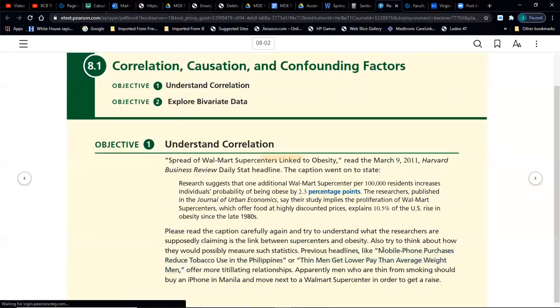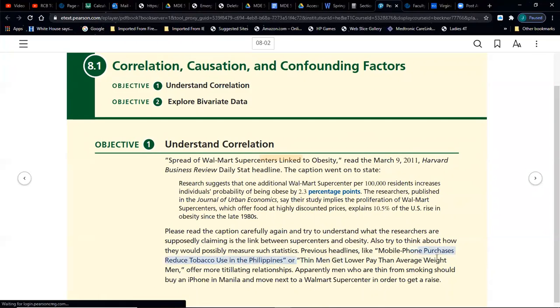So maybe the last one, mobile phone purchases reduce tobacco use. Maybe it's just that over time, people buy more cell phones, and over time, people have reduced their tobacco use because we're more consciously aware of the negative impacts of tobacco use on our lives, which is causation, not correlation. There has been research done on that, so don't argue over that one.